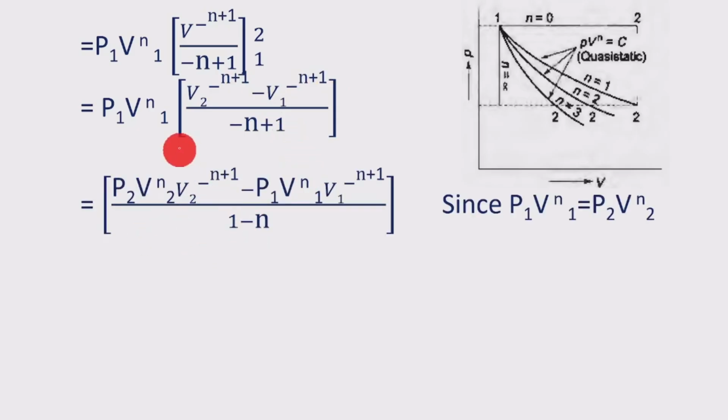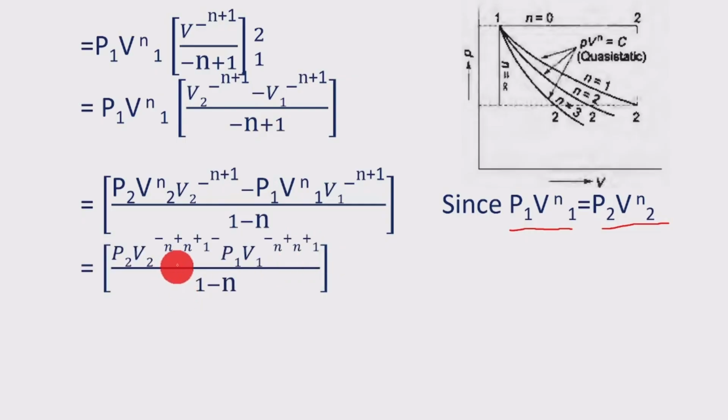Then for the first term, instead of multiplying with P1 V1 raised to n, we will multiply with P2 V2 raised to n, because P1 V1 raised to n equals P2 V2 raised to n. That multiplication gives P2 V2 raised to n into V2 raised to minus n plus 1. For the second term, the same value is multiplied, giving minus P1 V1 raised to n into V1 raised to minus n plus 1. By this we can rearrange with 1 minus n.